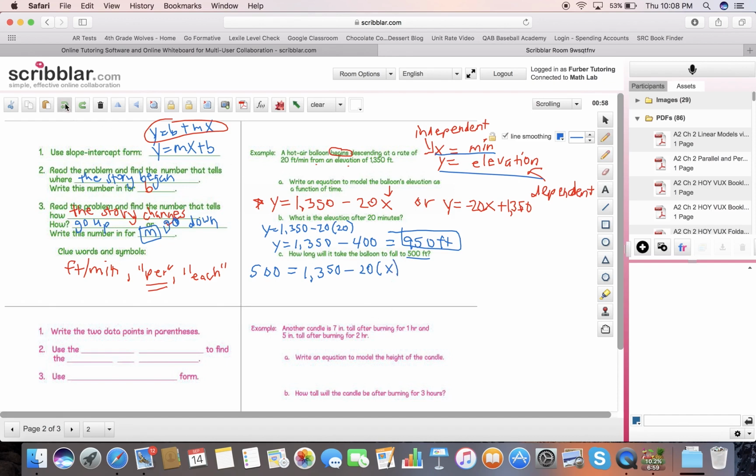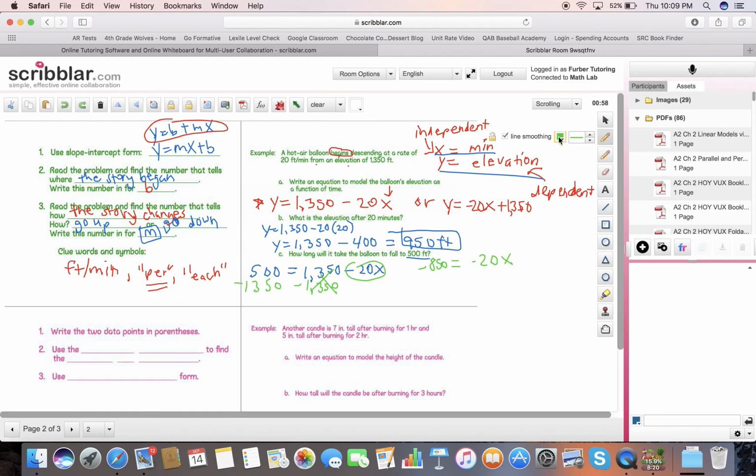So what I'm going to do here is solve this equation for x this time. In order to solve it, I'm going to need to subtract off everything except the x, to get the x alone. So I'm going to subtract 1,350 from both sides. Now you probably recognize it's going to give me a negative, and it's not really possible to have a negative number of minutes, but it's not going to stay negative for long. 500 minus 1,350 gives me negative 850. But on the other side, I have a negative 20x left.